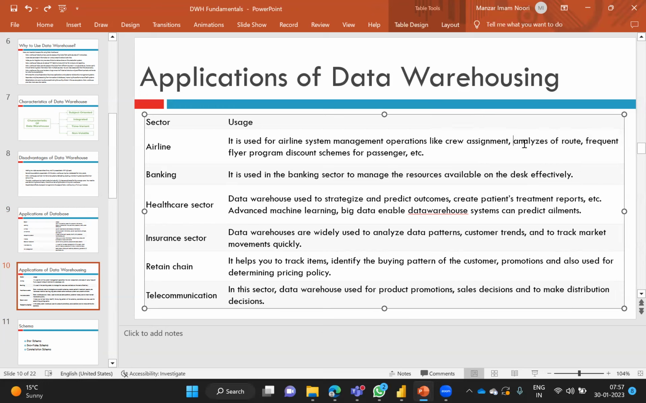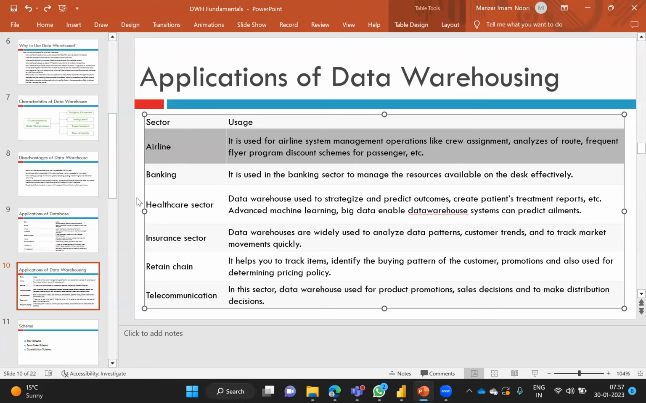The passenger information, the cost information, the fuel information. So many things involved in analyzing the route. Everything has to be brought into one place, right? For this purpose, that's what you are going to use the data warehousing for.